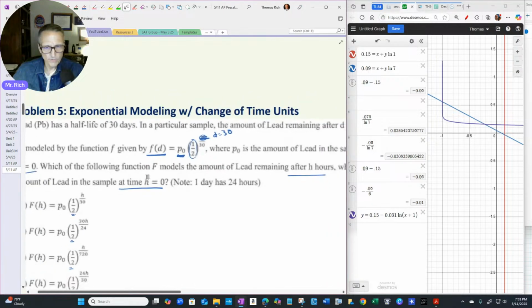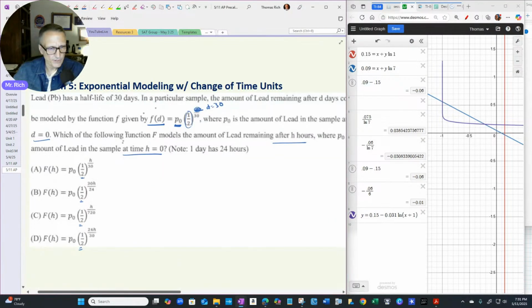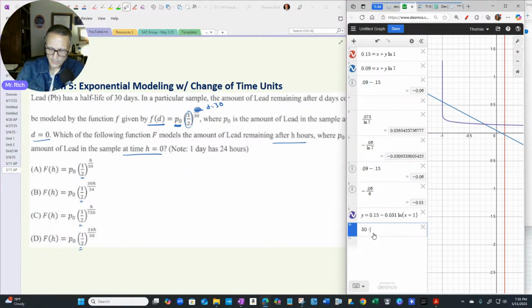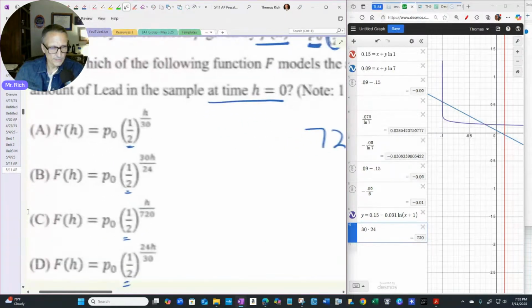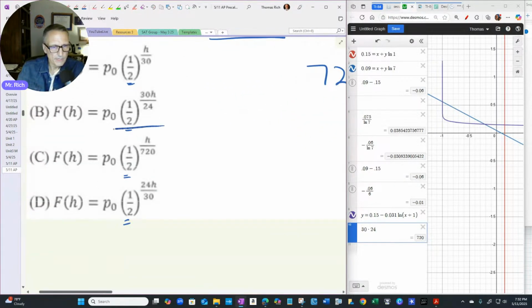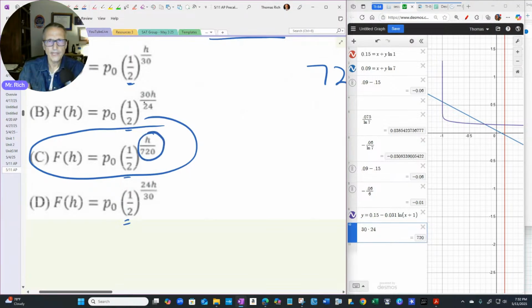So if you're going to change it to hours, I'm just going to say, well, how many hours are there in 30 days? 30 times 24 is 720. So I don't want the first 1/2 multiplier to be applied until h reaches a value of 720. And you can see this is going to be my obvious answer, because I want this exponent to be 1 at day 30, so that the first 1/2 multiplier gets multiplied by the initial amount.